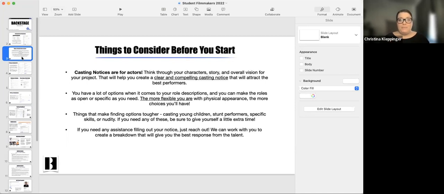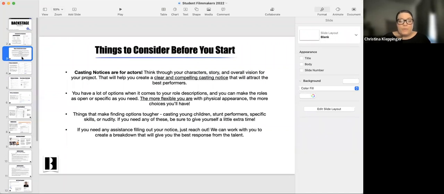So a couple of things to keep in mind at the start is that your casting notice is an actor-facing document. You're going to fill this in for us to review at Backstage. We review every notice that hits the site just to protect our actor members. But at the end of the day, this document is for your actors. And so I think thinking through your characters and your story as it applies to the actors that are going to help you build that world out, that's going to help you put together a casting notice that's really efficient and effective in finding really good talent.